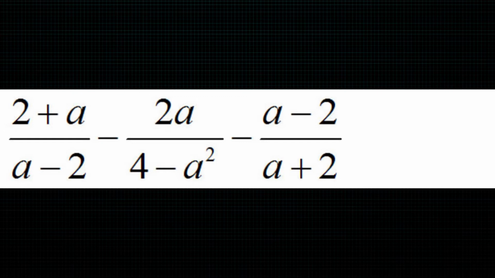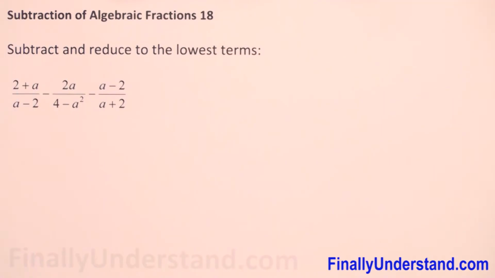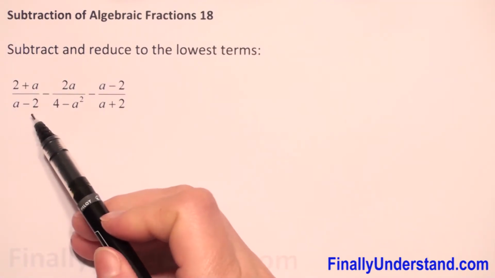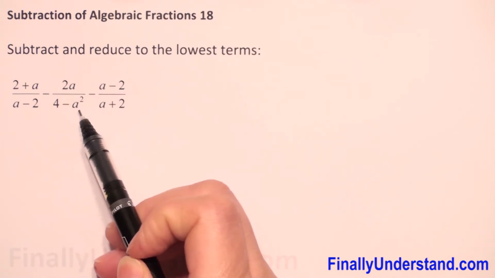We have to subtract algebraic fractions. How do we do this? We need to have the same denominator. Let's first check what we have in the denominator. We have a minus 2, a plus 2, and 4 minus a squared.